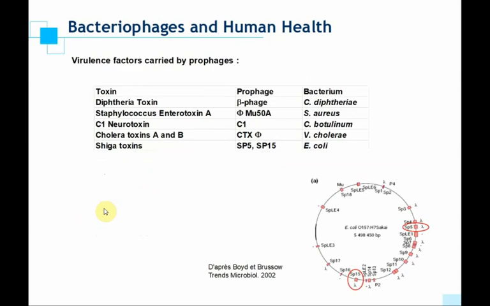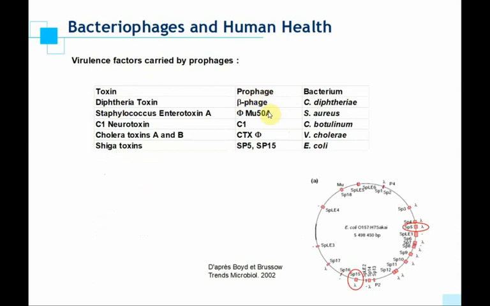Okay, so the last part here about bacteriophages is bacteriophage and human health. And there are really two parts to this. The first one is that prophage are part of the mobile genetic elements in bacteria that can carry virulence factors. So if you look at a lot of these pathogenic bacteria, some of their virulence factors are carried on integrated prophage.